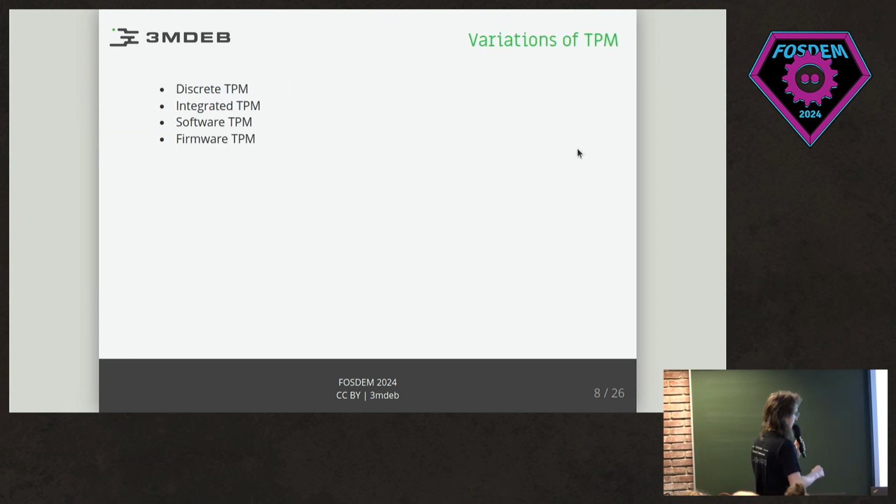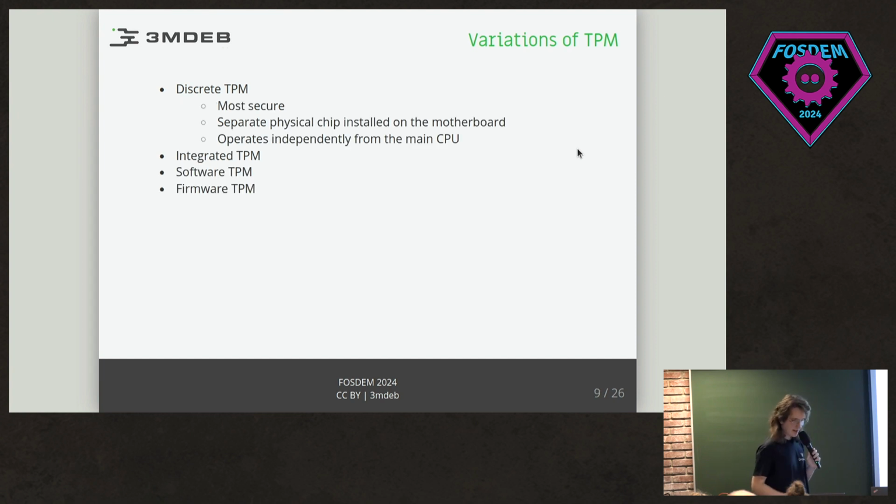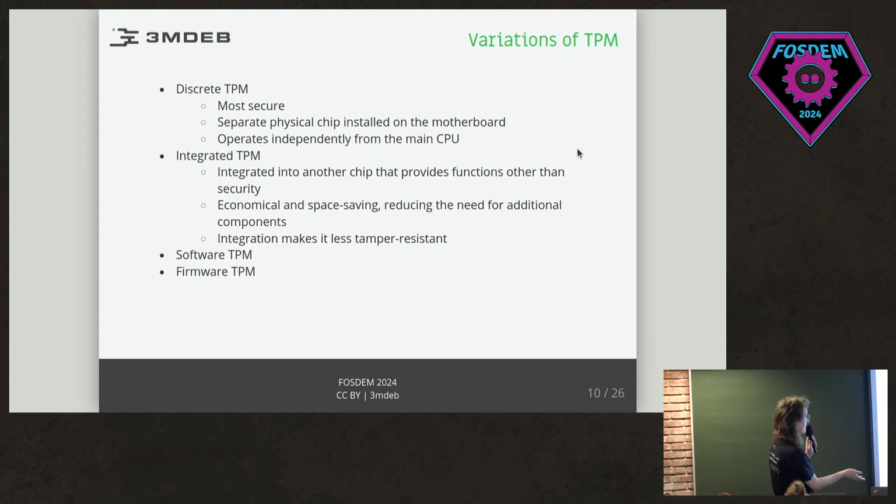So there are a few ways you can implement TPMs into your system. The basic, the most known way, and the one that was shown earlier, is the discrete TPM, and it's a separate physical chip that's completely separate from the CPU. It's on the motherboard, but it communicates with it. The difference will be more visible when I show you integrated TPM.